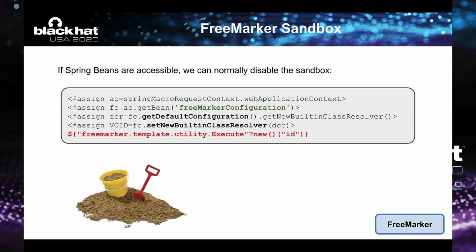As we mentioned before, if you get access to the Spring Beans, you can also disable the sandbox, in this case by accessing the FreeMarker configuration and then getting the default configuration that is non-sandboxed and getting the class resolver from there and setting that class resolver as the class resolver for the current sandboxed configuration. So effectively disabling the sandbox altogether and re-enabling the old payload by James Kettle from 5 years ago.